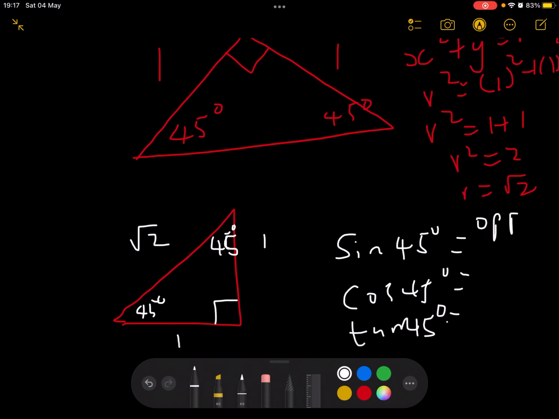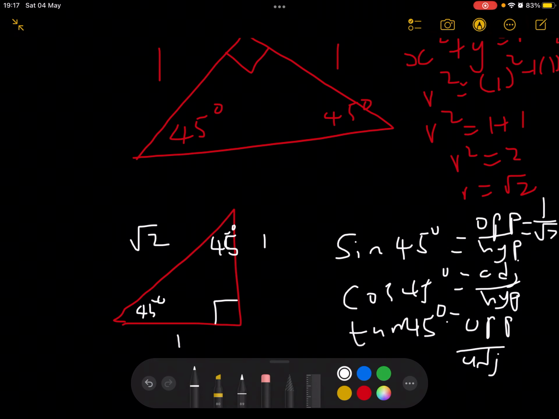That is the opposite over hypotenuse, adjacent over hypotenuse, and then opposite over adjacent, which will be equal to, if it's sine 45, the opposite side is 1 over root of 2. This one, 1 over root of 2. And then this one, 1 over 1, which is equal to 1.